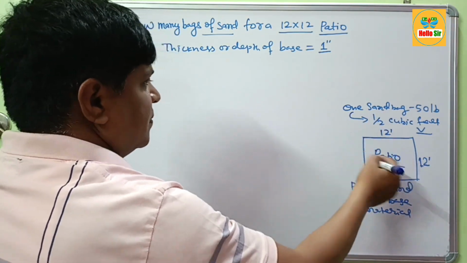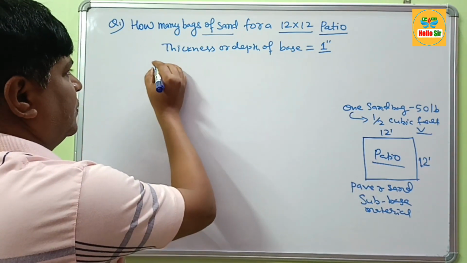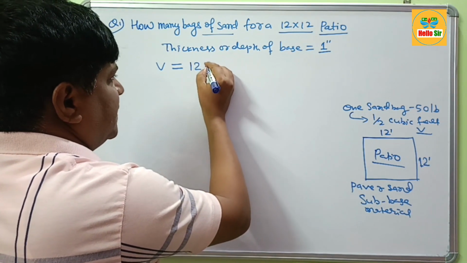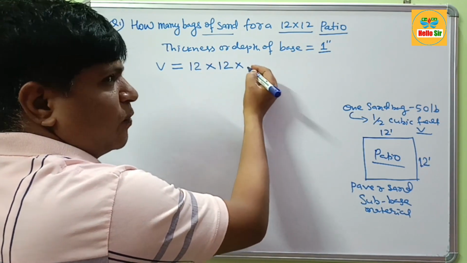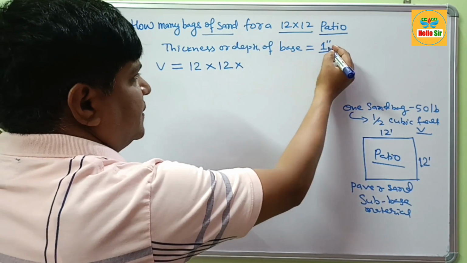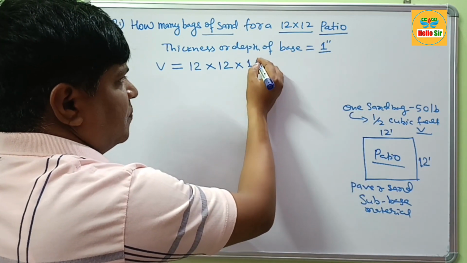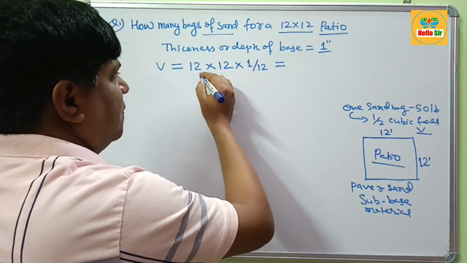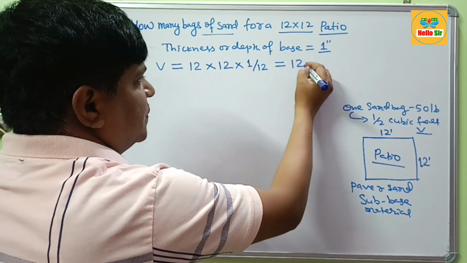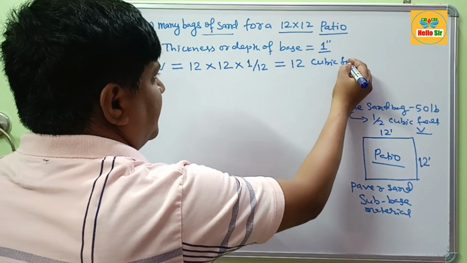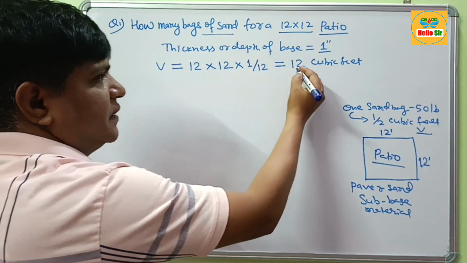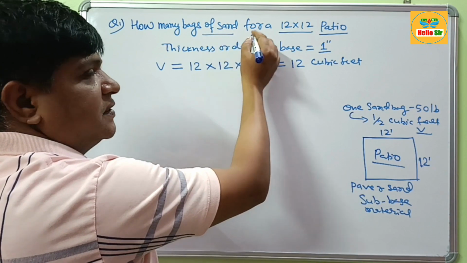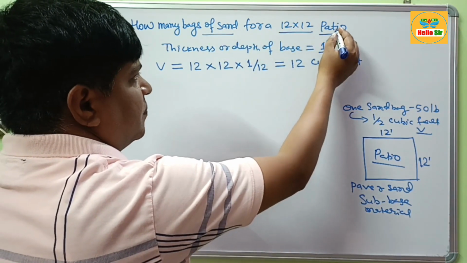You calculate the volume of this patio. This has dimension 12 foot by 12 foot, and the depth of your sand is only 1 inch. If you convert this into feet, this will be 1 by 12. Multiply all these, this will come to about 12 cubic feet, and this quantity of sand comes in cubic feet. It means 12 cubic feet of sand is required for a 12 by 12 patio.